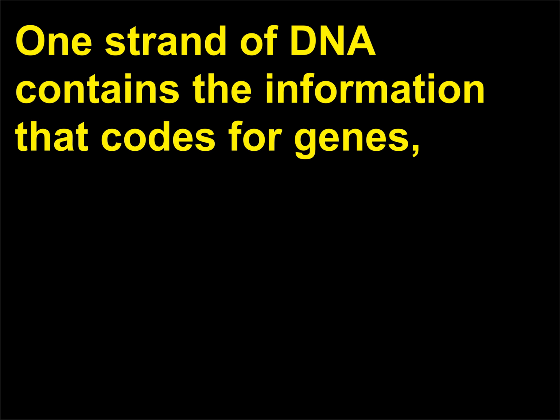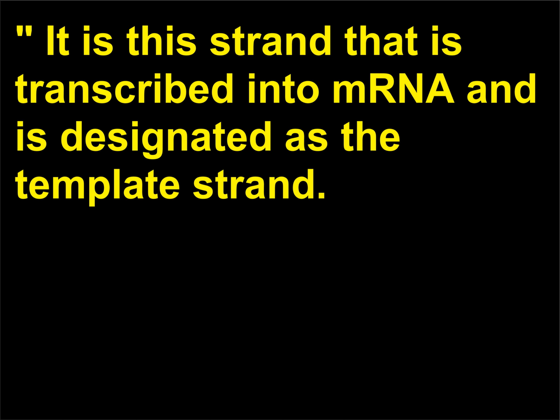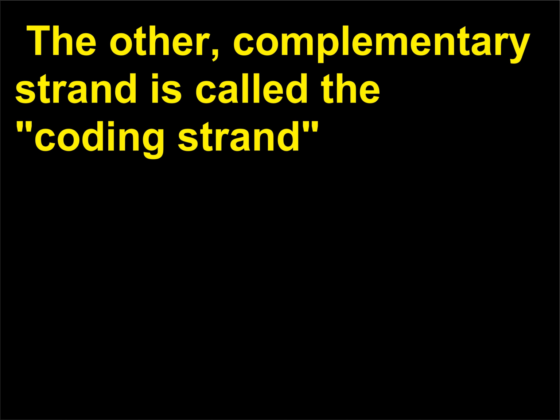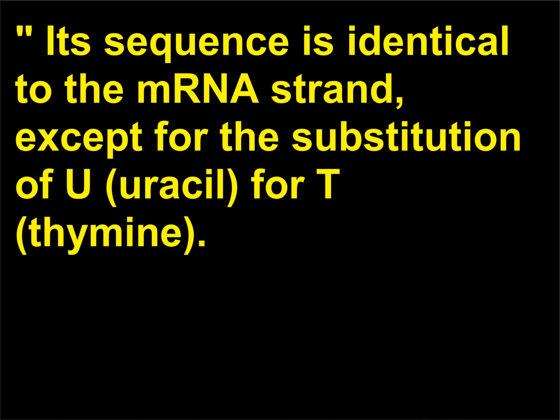One strand of DNA contains the information that codes for genes. And it is called the antisense strand or non-coding strand. It is the strand that is transcribed into mRNA and is designated as the template strand. The other, complementary strand is called the coding strand, because it contains codons, or sense strand. Its sequence is identical to the mRNA strand, except for the substitution of U, uracil, for T, thymine.